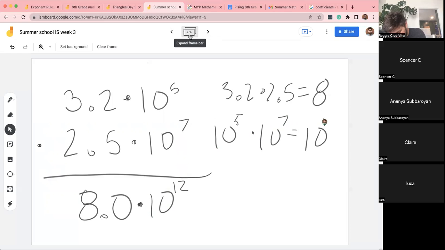And my number is 8.0 times 10 to the 12th. And then since my coefficient is between 1 and 10 already, 8.0, I don't need to do anything about it. I don't need to use LARS to move the decimal. So that is multiplying in scientific notation. I'll show us dividing real quick.